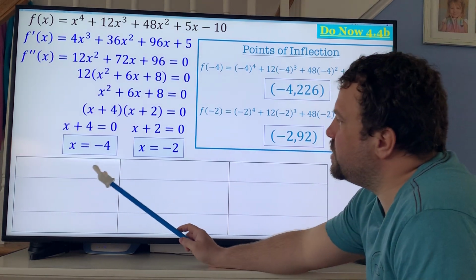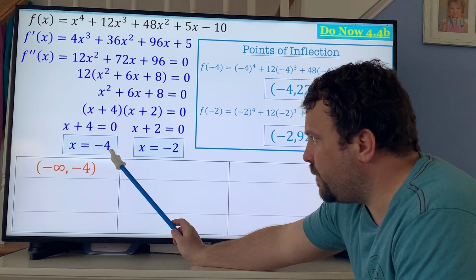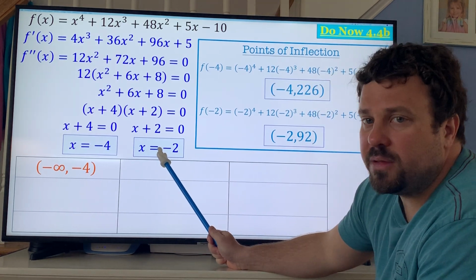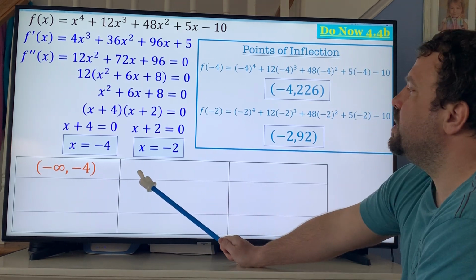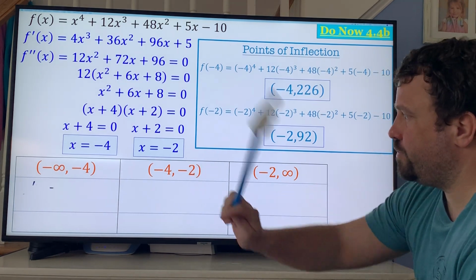What are we doing between these points? So this is negative infinity to 2. Which one of these numbers is smaller? Negative 4. And you can't mix it up. You can't go negative infinity to negative 2 because then the 4 overlaps. You have to go in ascending order. Negative infinity to -4, -4 to -2, and -2 to infinity.